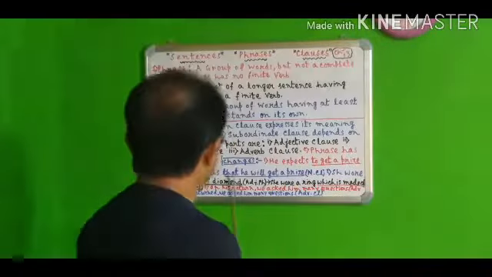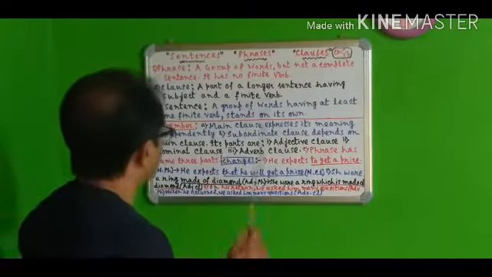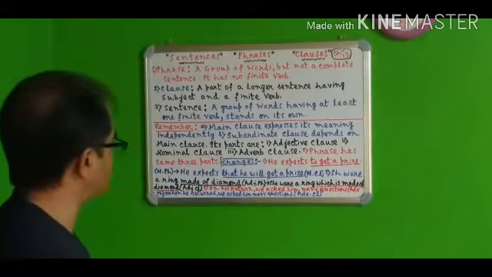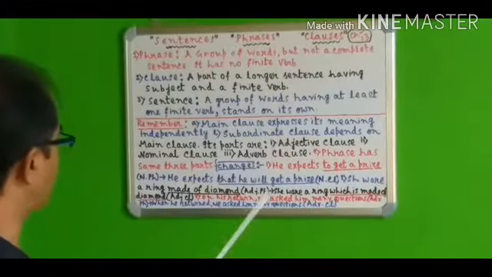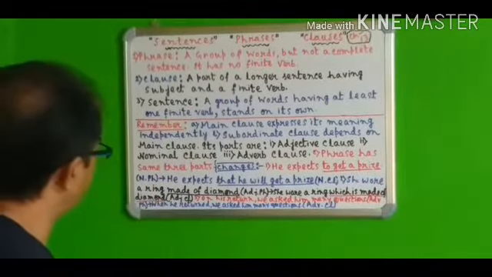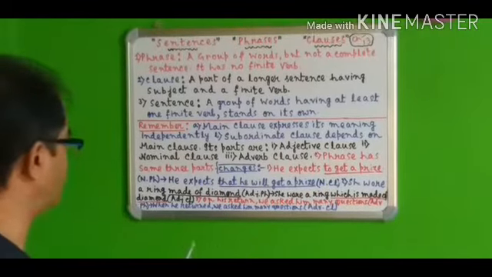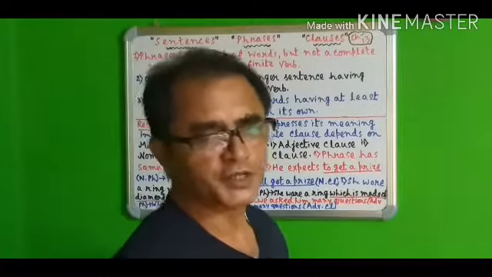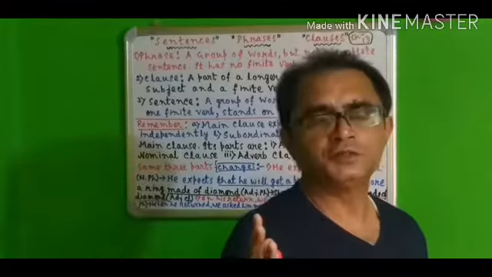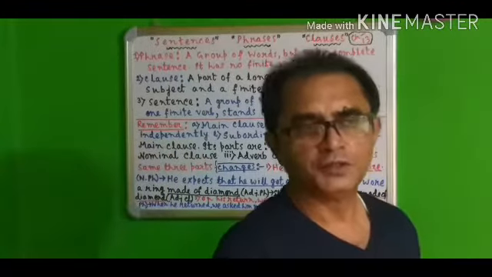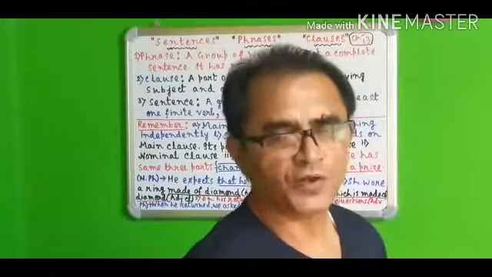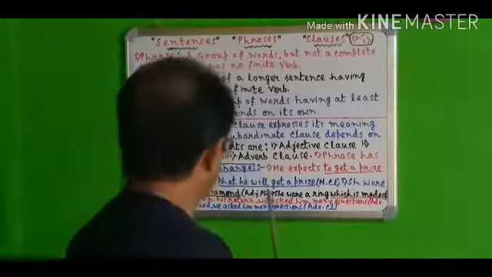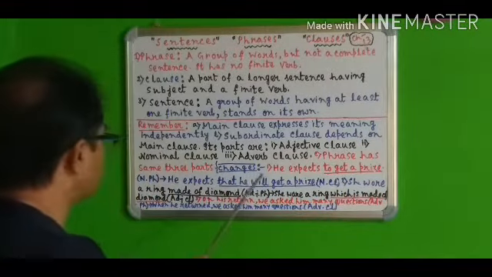The interesting thing is that phrase also has three parts: adjective phrase, noun phrase, and adverb phrase. And you know the difference. A clause is a sentence, it has subject and predicate. A phrase is a group of words, it has no subject and predicate, but the function is the same. You can look at the changes here.